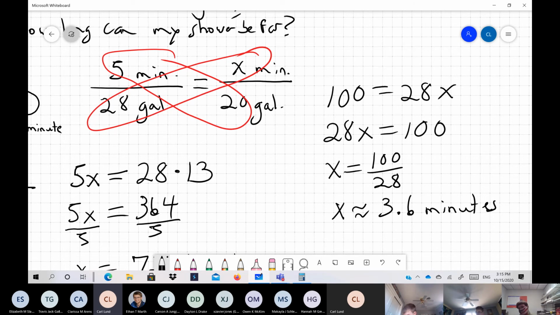So if I wanted for this particular shower to use no more than 20 gallons of water, I could shower for 3.6 minutes. And we could figure out, if we wanted to, how many seconds 6/10 of a minute is, but we're not going to. Questions?